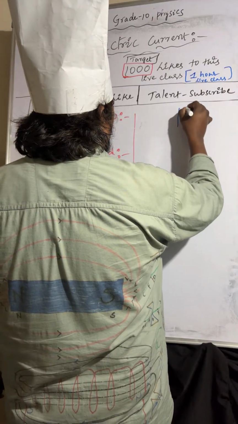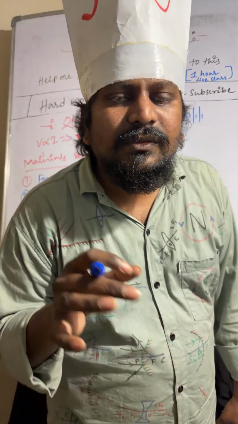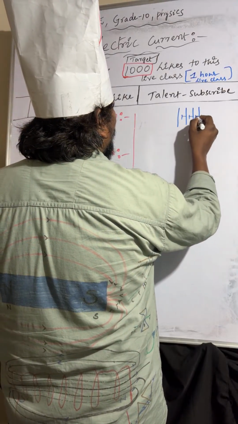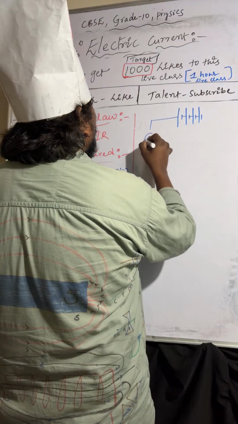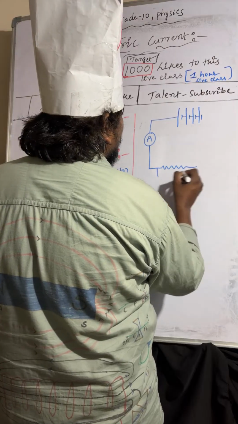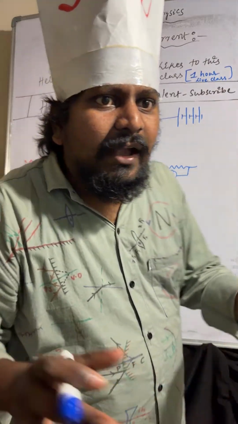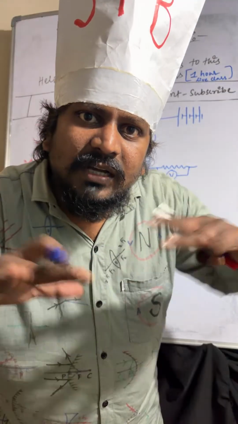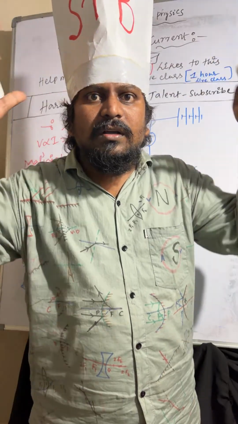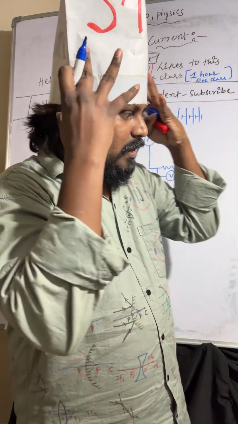So 1, 2, 3, 4 cells. Understood? 1 I am taking, 2 I am taking, 3 I am taking. Here, ammeter, next one resistor. Across the resistor, I connected the voltmeter.